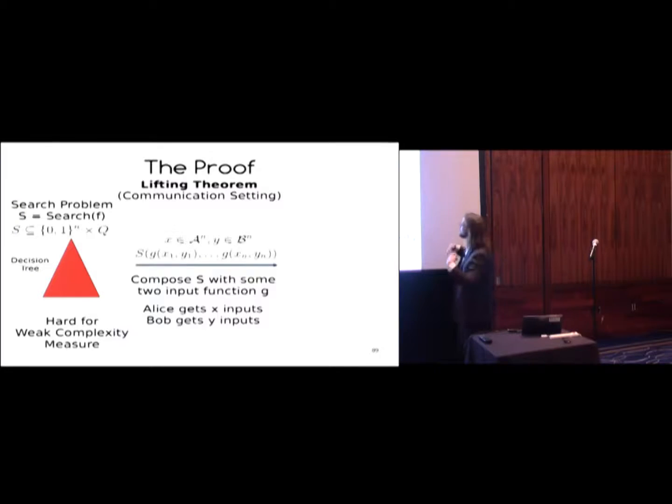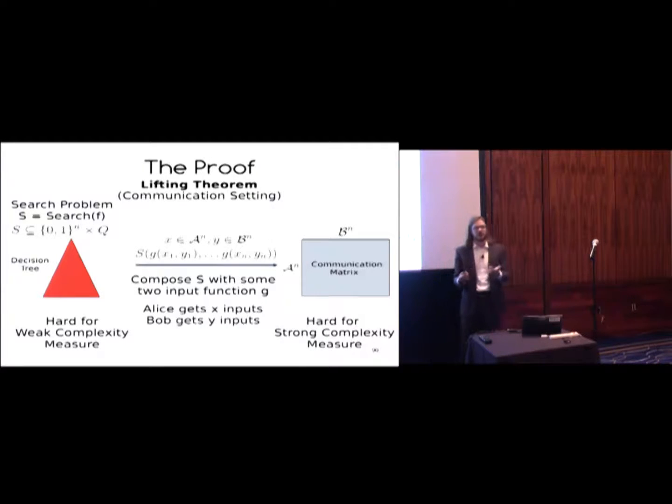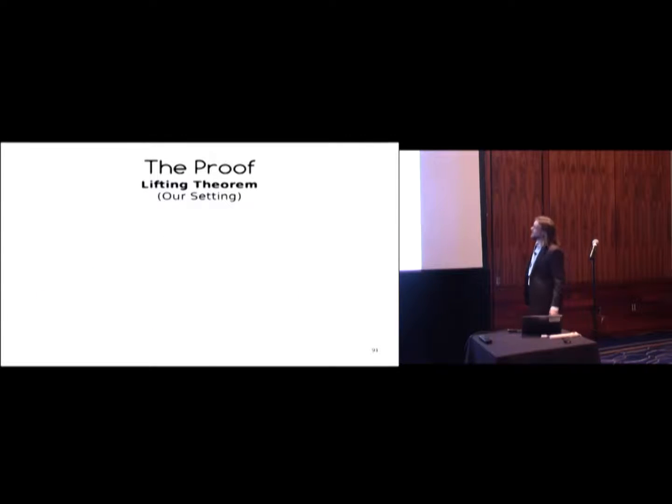Right? And if you choose g correctly, the resulting thing is going to be hard for the strong complexity measure. In this case, it's communication complexity. So basically, the best thing that Alice and Bob can do is evaluate each coordinate bit by bit and simulate the decision tree. That's the intuition here. So now what happens in our setting instead? Well, we're in kind of a funny situation, right?